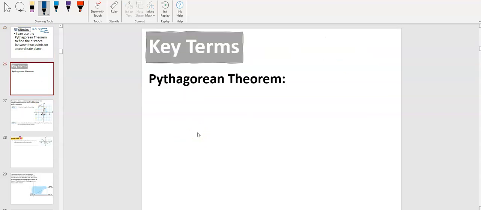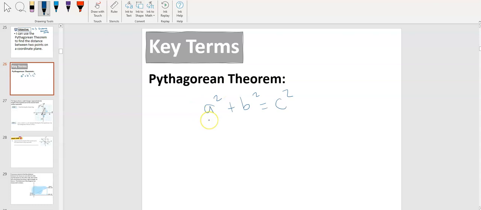Key terms. We need to remember everything that we need to know about the Pythagorean theorem. You should have all this memorized. So we're first going to start with the formula. You should be saying this with me. A squared plus b squared equals c squared. This is our formula. This is the thing that we need to remember and memorize.